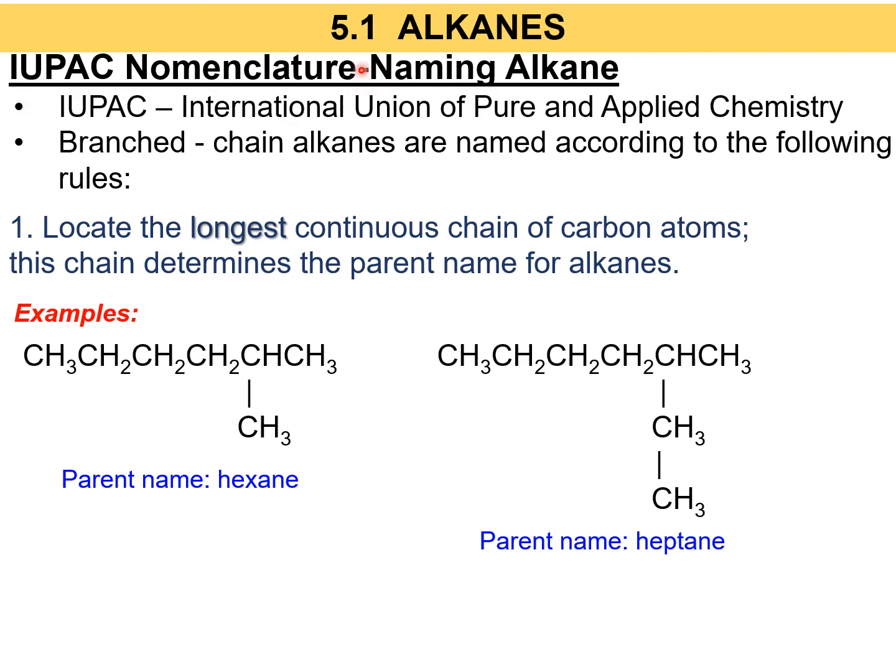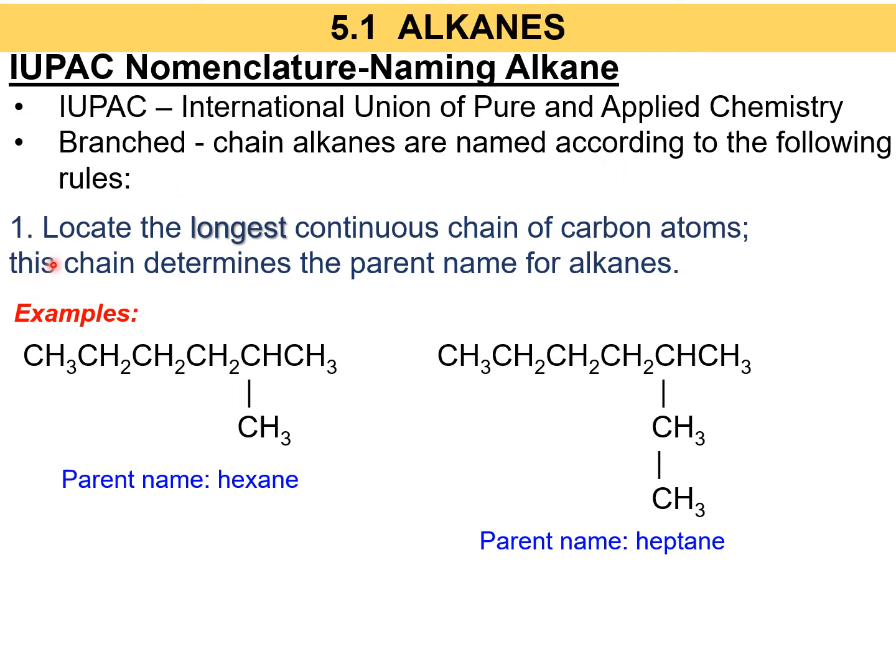IUPAC nomenclature ni macam standard lah, macam standard bila you nak namakan sesebuah organic compound tersebut. Okay, IUPAC ni stands for International Union of Pure and Applied Chemistry. So kiranya kalau let's say you nak namakan any organic compounds, you have to follow the standard IUPAC nomenclature ni lah. Okay. Alright, bila you nak namakan alkane, basically kalau branch chain alkanes ni, dia akan dinamakan according to the following rules.